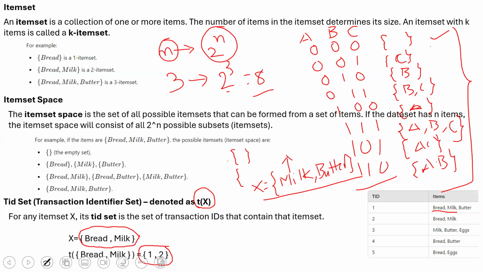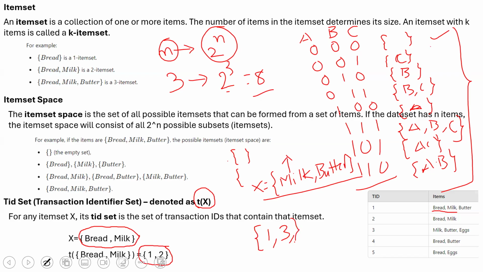Okay, transaction identifier set is nothing but in which all transactions the item set has happened. That set would be called as transaction identifier set. If you take this example of milk and butter, in which all transactions it has happened. In transaction 1, it has happened. In transaction 2, it is not there. In transaction 3, it is there. Milk and butter is there. In fourth, it is not there. In fifth, it is not there.